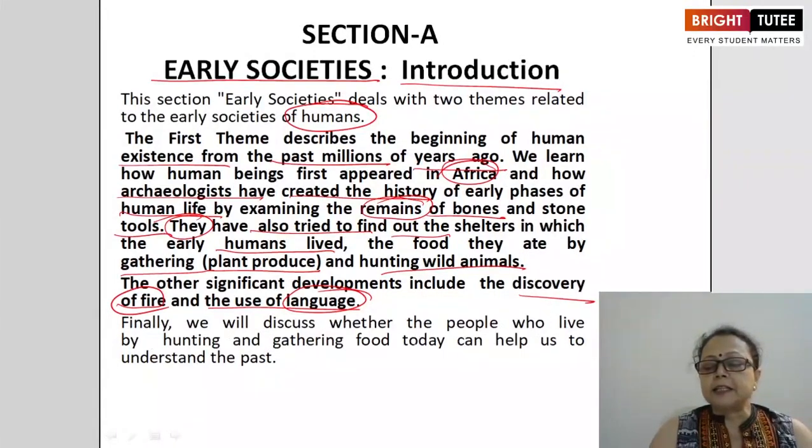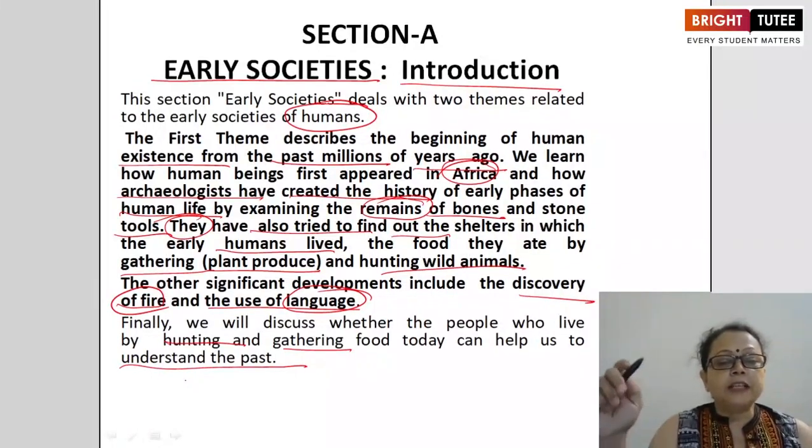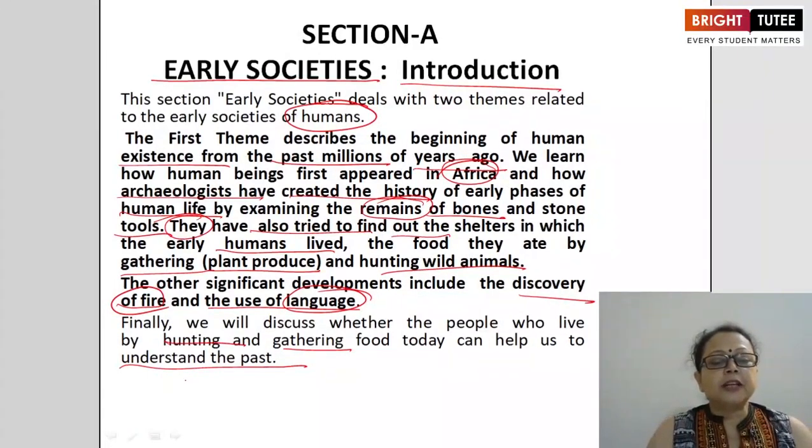Finally, we will discuss whether the people who live by hunting and gathering food today can help us to understand the past. This is the most important thing. By studying all these things, whether it will help us to understand the past, the recognition and the appearance of the human being on the earth. This is the most important thing which we are going to discuss inside the chapter.